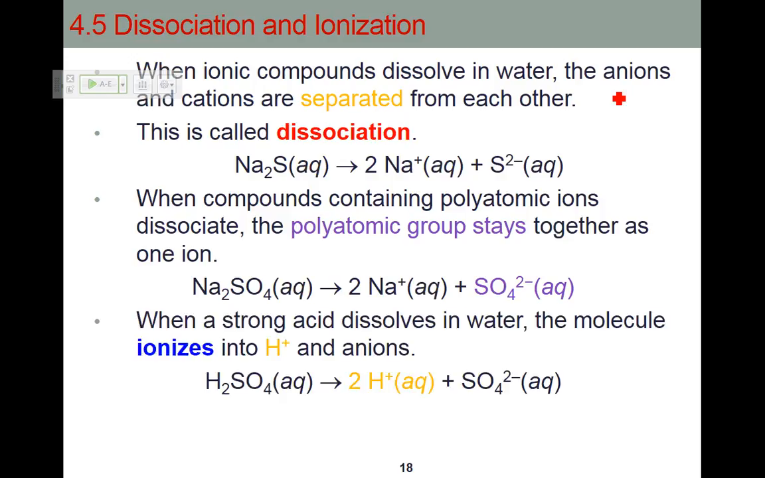Now when a strong acid dissolves in water, we show it ionizing to H+ and whatever the anion is. So if we talk about HCl, it would be H+ and Cl-. Here we're looking at H2SO4, so it'll be H+ and SO4 2-. And then of course we have to balance the equation. Here we have 2 hydrogens, so we must have 2 hydrogens once it dissolves. The amount of hydrogens in the solution is not changing.